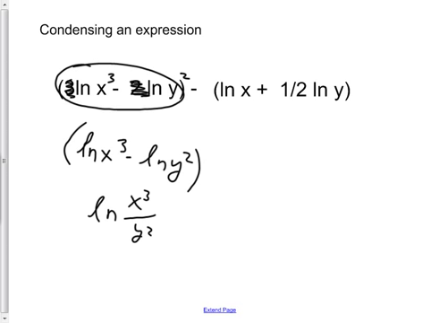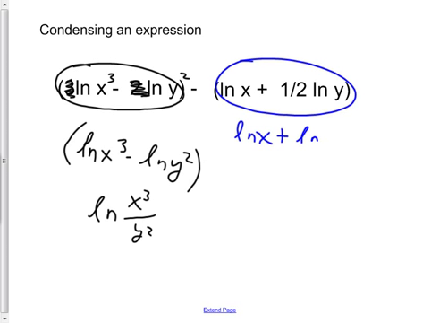And now, to the other side. Can I find anything to make that simpler? Yeah, I can. I can go ln x plus ln of y to the 1/2. That is the same as the square root of y if you wanted to do that, but you don't have to. Then, can I put them together? Yes, they're a plus, so I can put them together and make them a times. x times y to the 1/2.